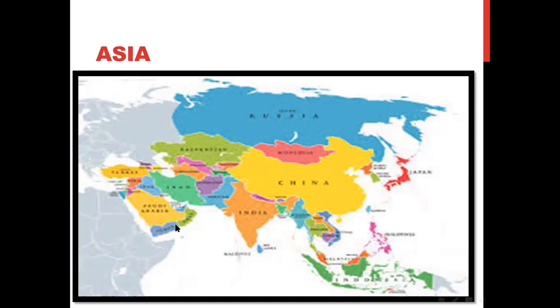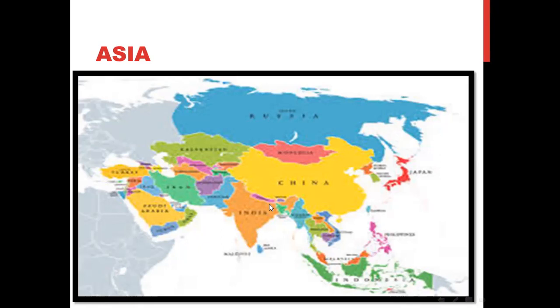Also, most of the Arabian countries exist in the Asian continent, like Saudi Arabia right here in the yellow. We have Yemen, Oman, the Emirates, Kuwait, Bahrain, Qatar, Iraq, Syria, Jordan, Lebanon, and Palestine. All of these countries are inside Asia. Also, Turkey is inside Asia.